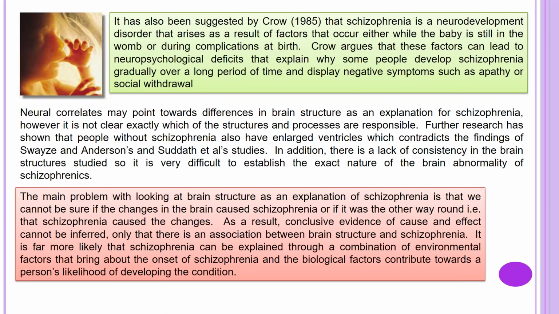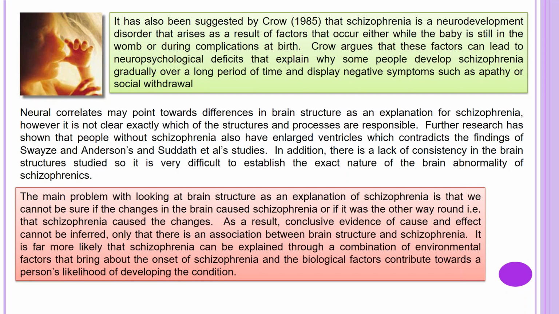It has also been suggested by Crow in 1985 that schizophrenia is a neurodevelopmental disorder that arises as a result of factors that occur either while the baby is still in the womb or during complications at birth. Crow argues that these factors can lead to neuropsychological deficits that explain why some people develop schizophrenia gradually over a long period of time and display negative symptoms such as apathy or social withdrawal. Neural correlates may point towards differences in brain structures as an explanation for schizophrenia. However, it is not clear exactly which of the structures and processes are responsible.